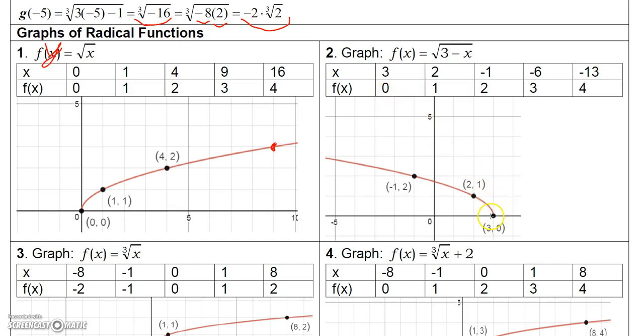So I know it goes through the point, or contains the point (3, 0). And then when I plugged 2 in, I got square root of 1, which is 1. So I know it goes through the point (2, 1). And then when I plugged negative 1 in, that gave me 3 minus negative 1, which is 3 plus 1. So it gave me 4. So square root of 4 is 2. So at negative 1, I get 2, and so forth.